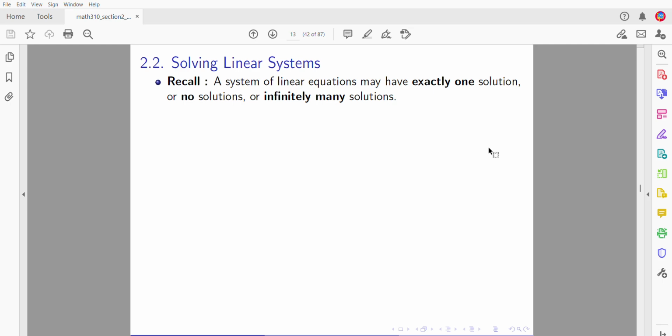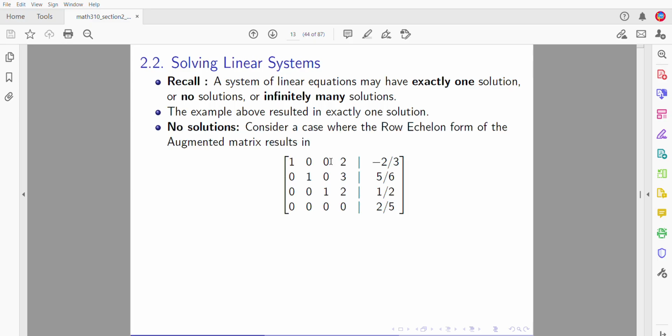Welcome back. Recall, a system of linear equations may have exactly one solution, or no solutions, or infinitely many solutions. You see, zero solutions, one solution, or infinitely many solutions. The example we just did resulted in exactly one solution. Here is a case where you have no solutions.